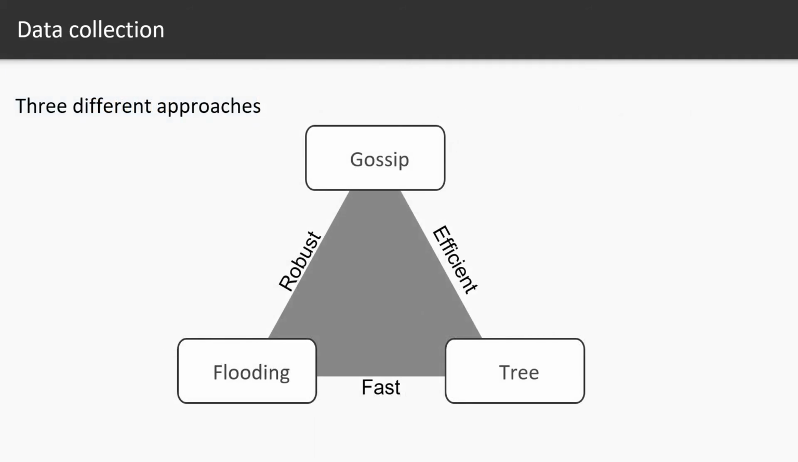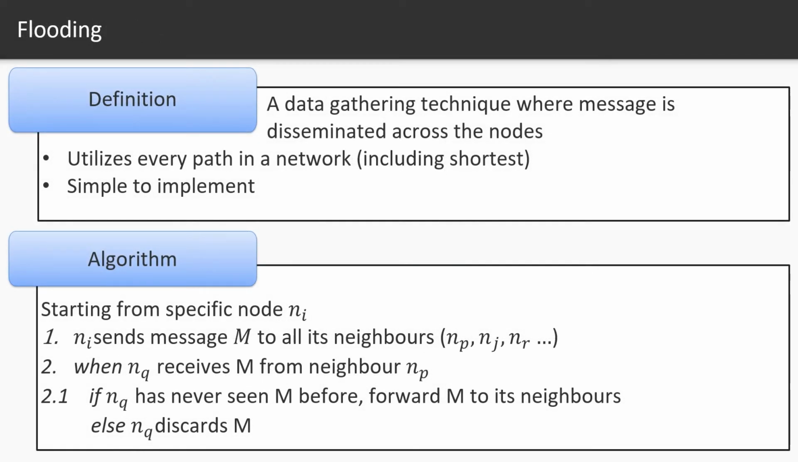There are three types of data collection approaches: gossip, tree-based, and flooding. I've constructed a triangle to define the properties of each. So let us look at flooding first. In the data flooding technique, the word flooding is taken literally. Data is simply flooded into the network, which, as a result, utilizes every path in the network, including the shortest. It is indeed quite simple to implement.